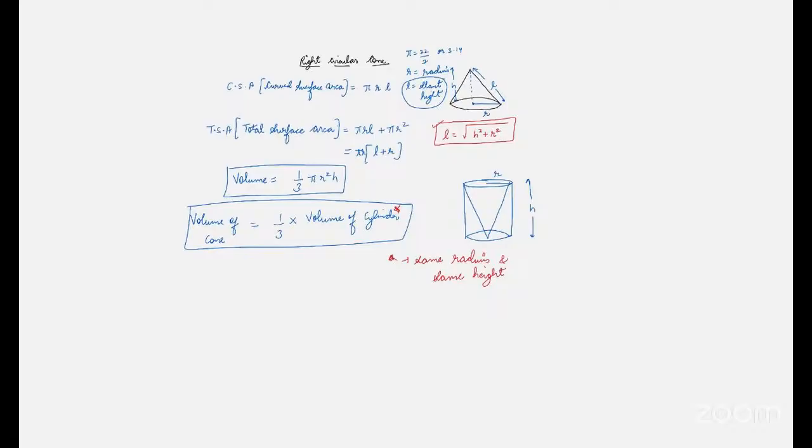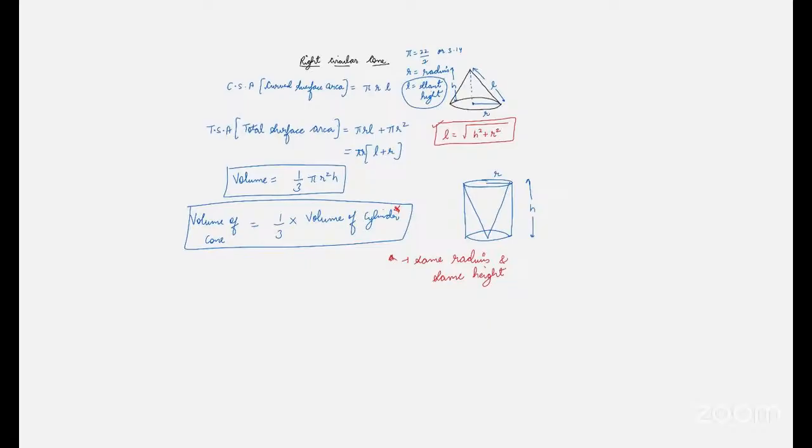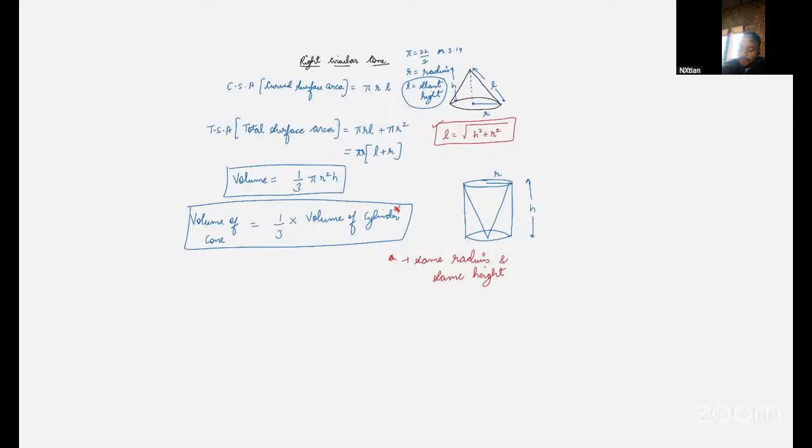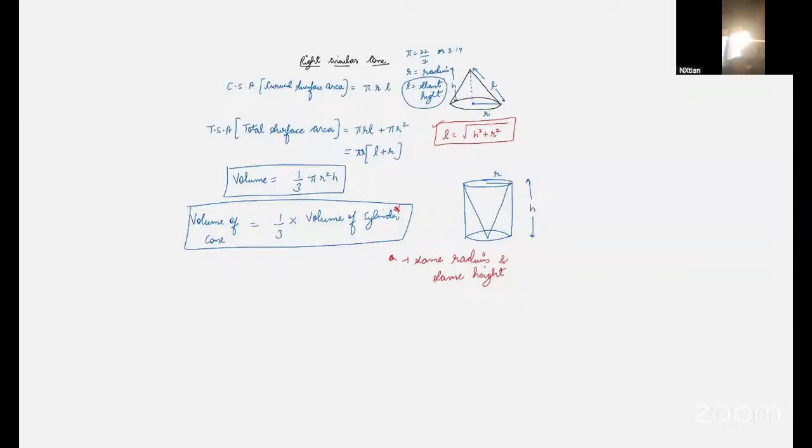Sir, so the volume of the cone will be 1 by 3 pi r square h. Why is it so? Because if they have the same radius and the same height, then they have this relationship. The volume of the cylinder is pi r square h, and the volume of the cone is 1 by 3 of pi r square h.